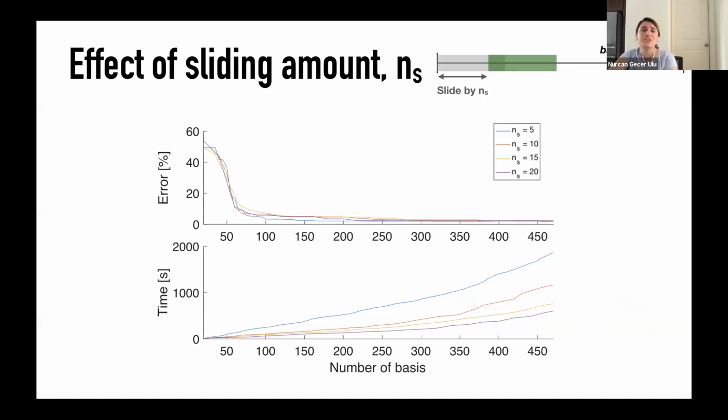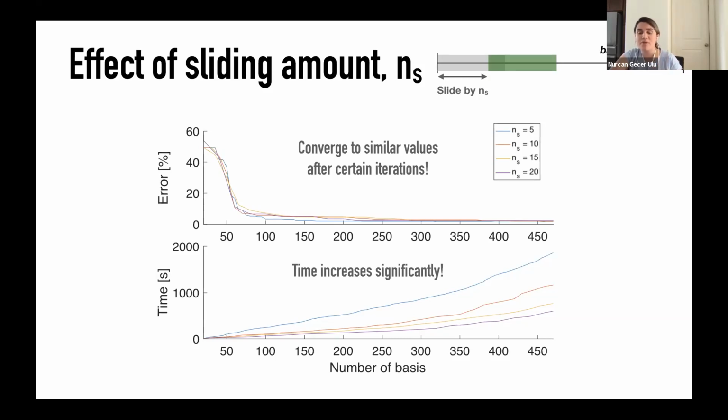Let me just quickly mention the effect of the sliding parameter we have here. So I was saying that we slide this window by 15. We investigate the effect of that to see how we should tune that parameter. And in our case, what we see is that when we change these numbers, after certain iterations they all converge to some similar values. So in that sense, it doesn't really matter that much if you are willing to do a certain number of iterations. But one thing is that time increases significantly.